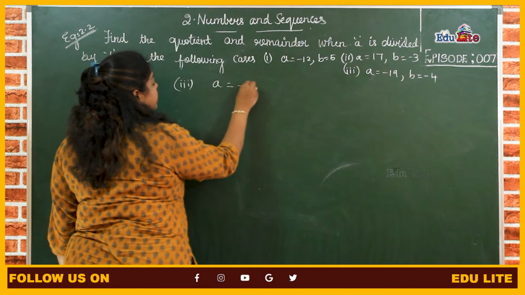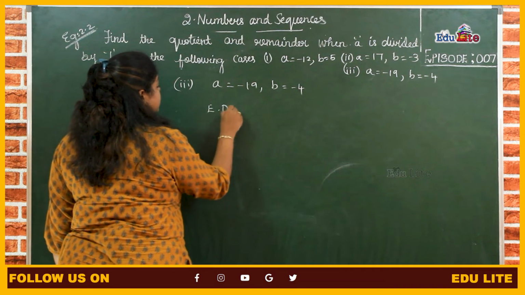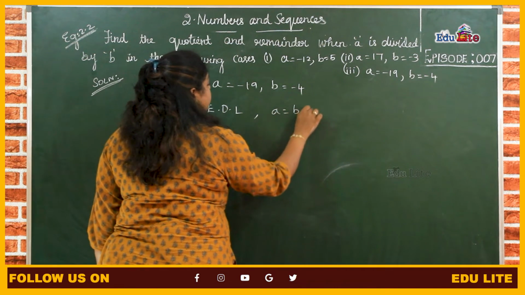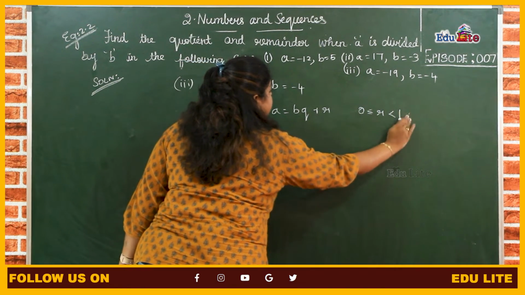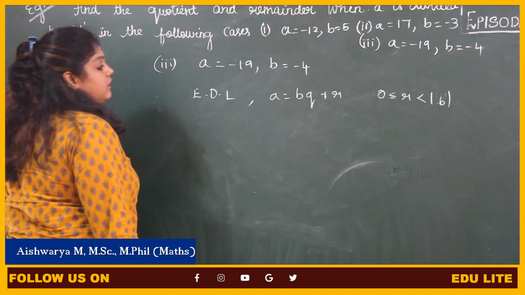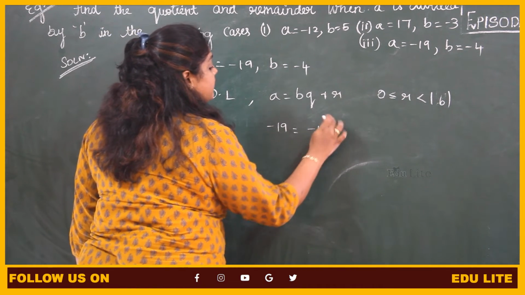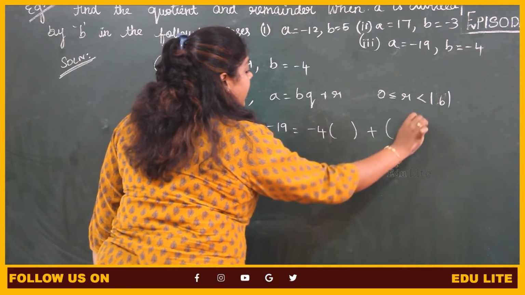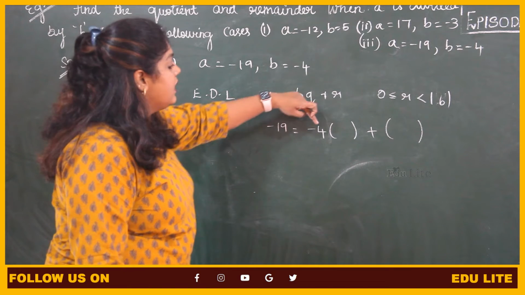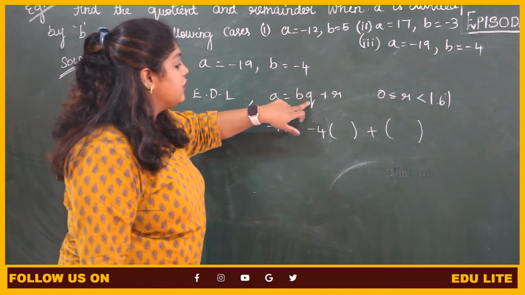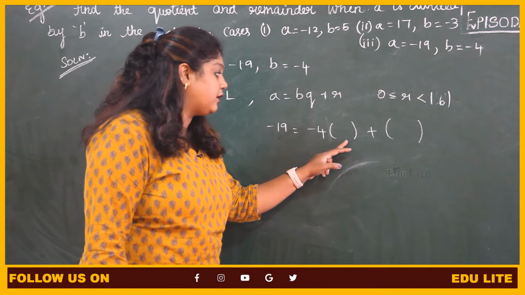In the third case, A equals minus 19, B equals minus 4. According to Euclid's division lemma, A equals BQ plus R, where R varies between 0 and mod B. In this problem, A is minus 19 and B is minus 4. We need to find the Q plus R value. As I already told you, if the dividend is negative, either B or Q should be negative. Already B is negative, so we have to choose only a positive value for Q.